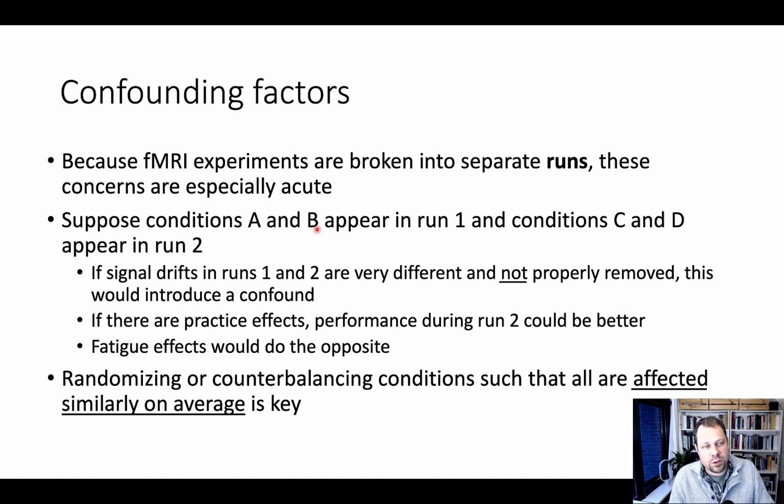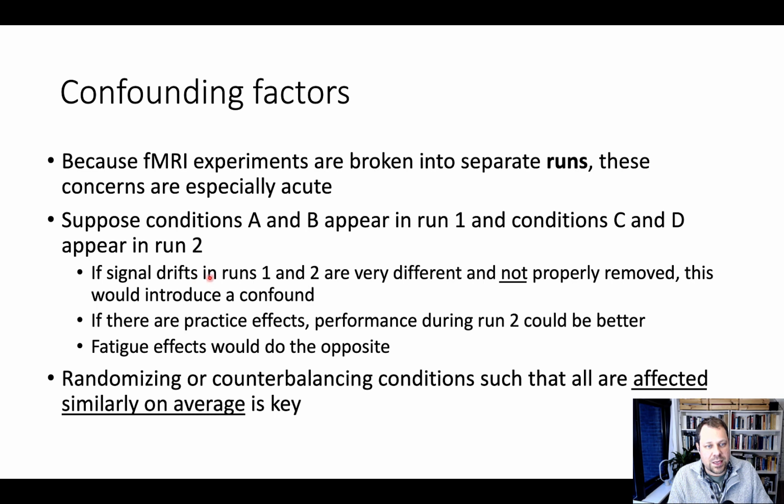So one thing we shouldn't do is the following. Let's say we have 4 conditions, condition A and condition B, and then condition C and condition D, right? What we can't do is have A and B appear in run 1 and condition C and D appear in run 2. There are a number of reasons for this.